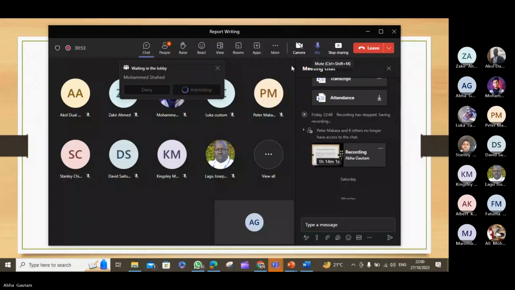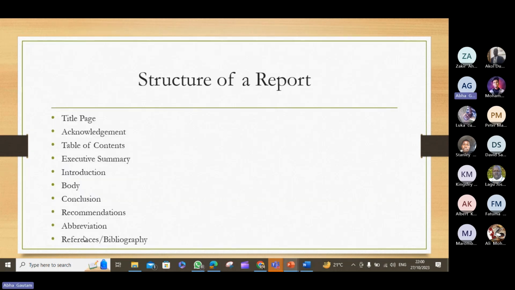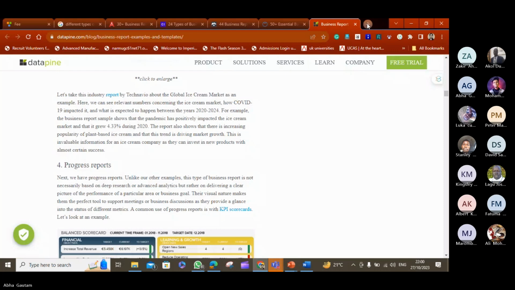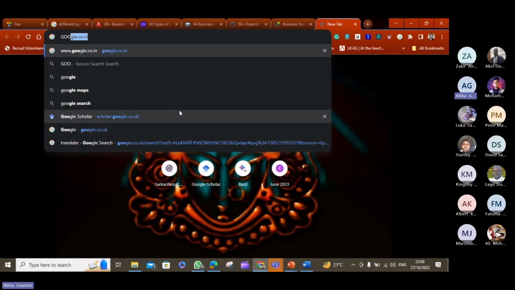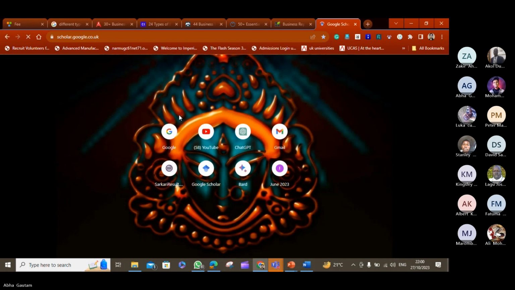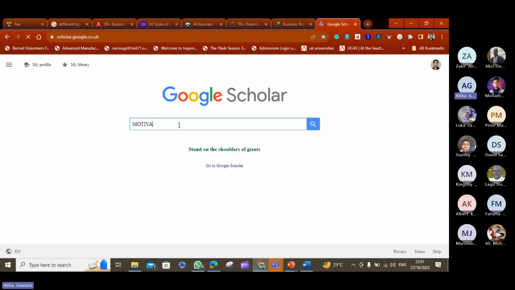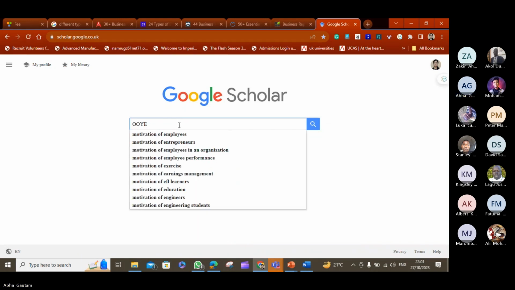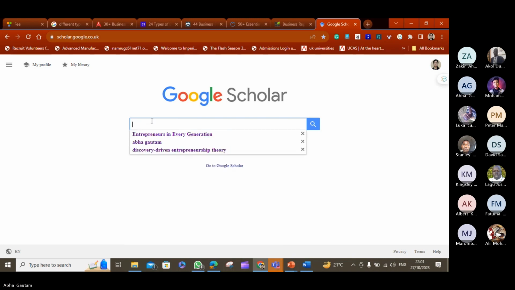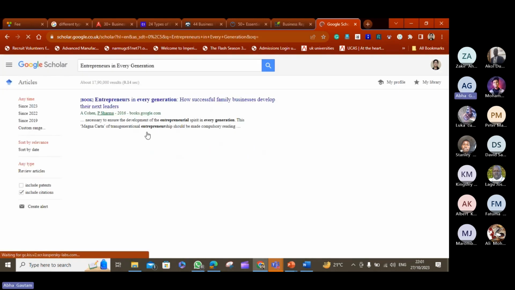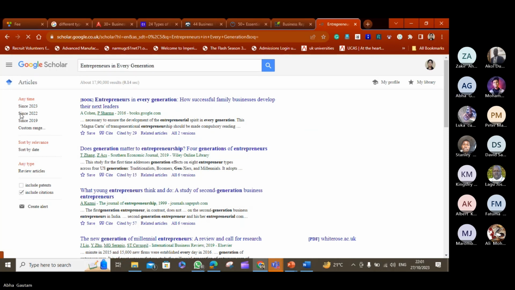Okay, so I was saying, have you seen Google Scholar? Let's say we talk about motivation of employees, or any particular topic. Can you see on Google Scholar, if you want to find the right content, you can set up a custom range here, from which year to which year you want this data. You can click on search.